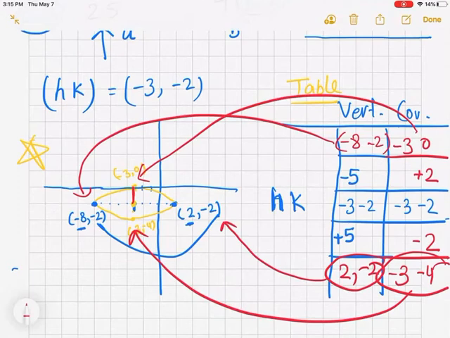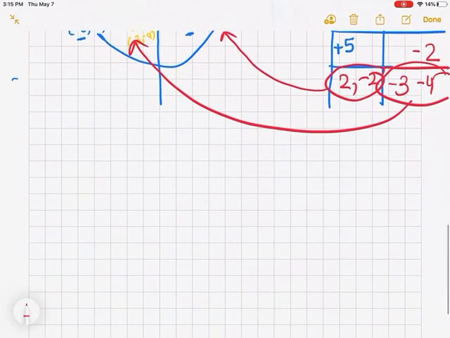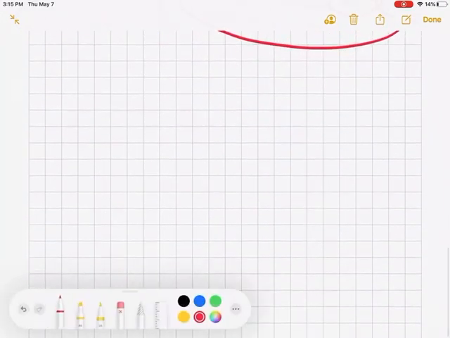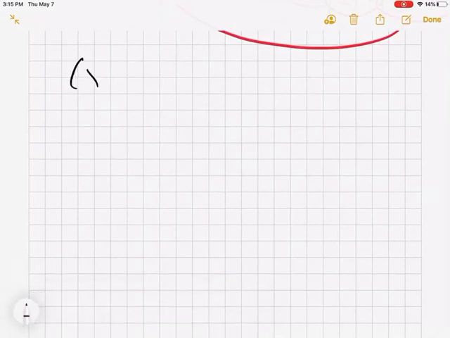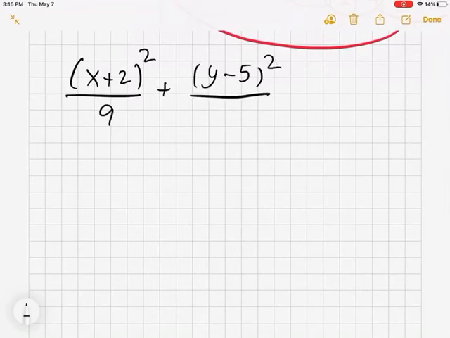Anyways, I'm going to show you a few more examples, and then I hope that would make more sense to you. I know today's lesson is going to be a little bit longer than normal ones. I have (x + 2)² over 9, plus (y - 5)² over 49, and it's equal to 1. This time I'm not graphing. I'm just going to solve for vertices, foci, and center point.